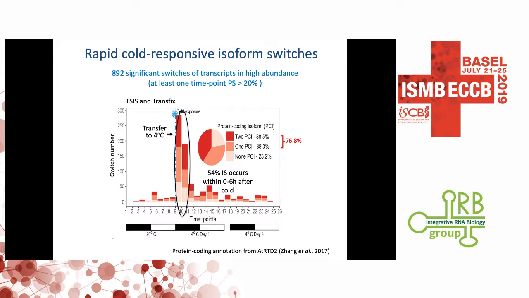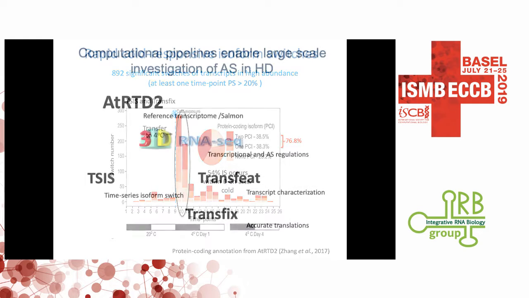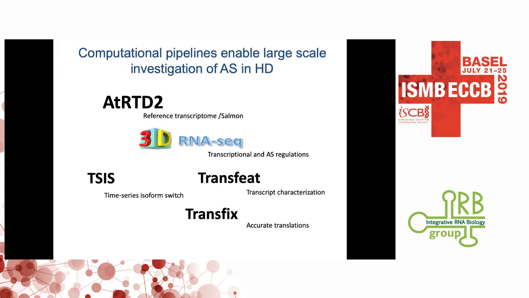And this just shows you that using tools that we developed, we identified 900 isoform switches when the plant was transferred to cold stress. And three quarters of them are actually protein coding. So, in summary, with the tools we developed, including better transcript reference for RNA-seq quantification, and also this differential expression analysis tool, 3D RNA-seq, and TSIS, time series isoform switch, and accurate translations and transcript characterization, we're able to investigate alternative splicing in high resolution.